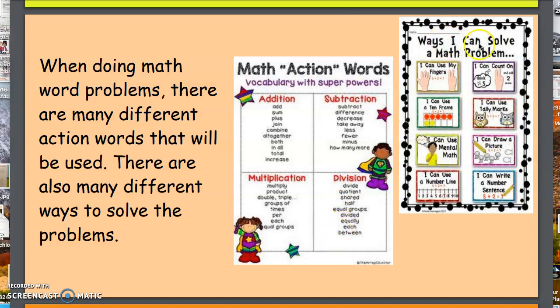Here are ways that they can solve a math problem. They can use their fingers. They can count on. They can use a ten frame, tally marks, or mental math. They can draw a picture if that's what's best for them. They can also be introduced to a number line, or they can write a number sentence.